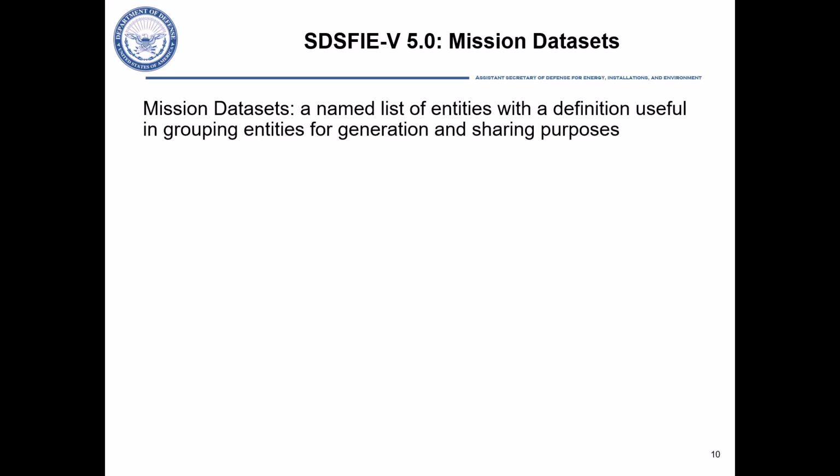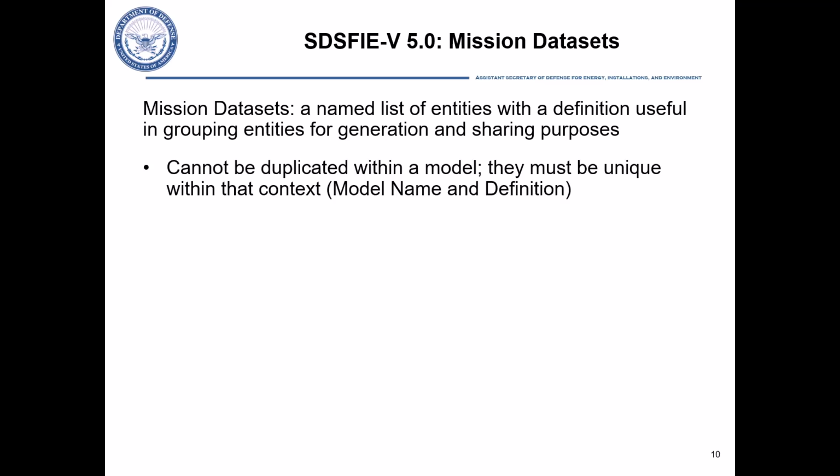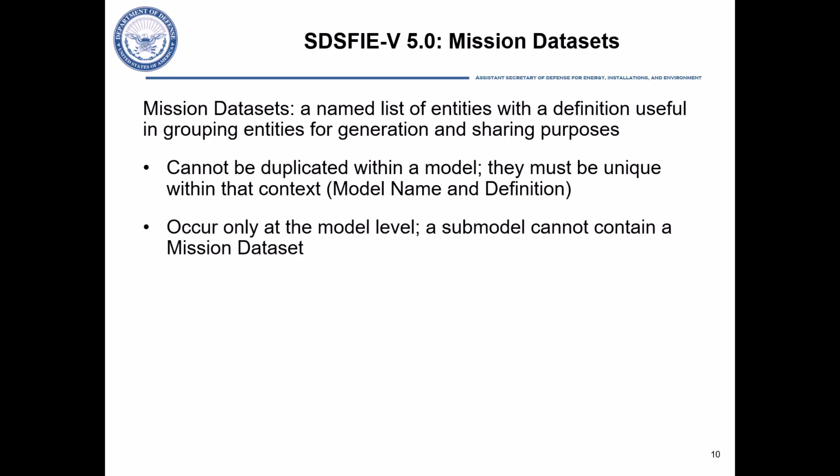The next new element type is the mission dataset, which is a named and defined list of entities useful in grouping entities for generation and sharing purposes within a specific mission space. As stated previously, mission datasets cannot be duplicated within a model. They must be unique with respect to model name and definition within that context. Also, mission datasets exist only at the model level. A submodel cannot contain a mission dataset.